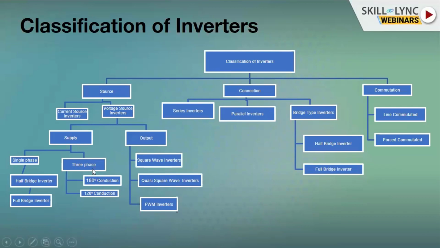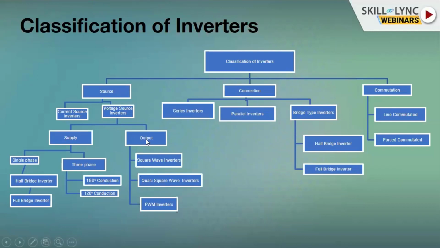the conduction. Three phase inverters would have 6 switches, and if 3 switches are operating for 180 degrees, then it is called the 180 degree mode of conduction. If they are conducting for 120 degrees, then it is called the 120 degree mode of conduction. This is with respect to the supply.